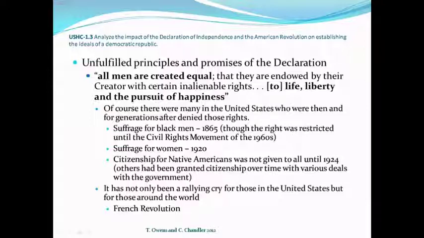And so that's going to be a rallying cry that they're going to use in those movements later in American history. It's also been used around the world as a rallying cry, in particular with the French Revolution. They borrowed very, very heavily from the Declaration of Independence. And so it's a very, very important document that still is used today, both in the United States and outside the United States.